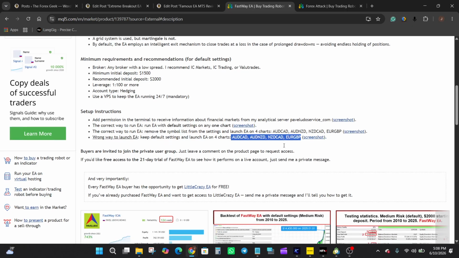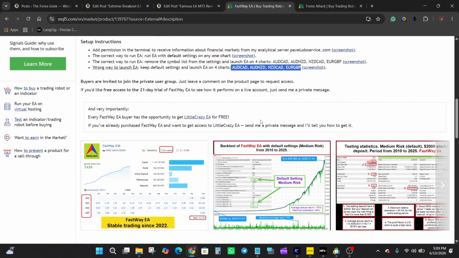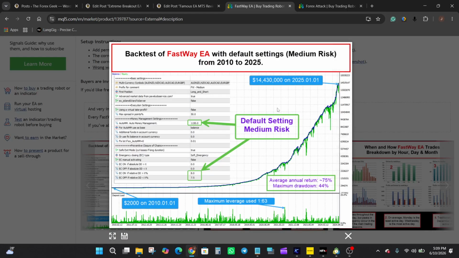Now, moving into the backtesting section, I'm going to focus on the historical performance data shown here and how the EA behaved over the tested period. So what stands out during this historical testing is how the EA reacts during extended moves in the market. But let's just quickly look at the information that we're seeing here. So the default settings, medium risk from 2010 to 2025. We can see that the average annual return is roughly approximately 75%, maximum drawdown 44%.